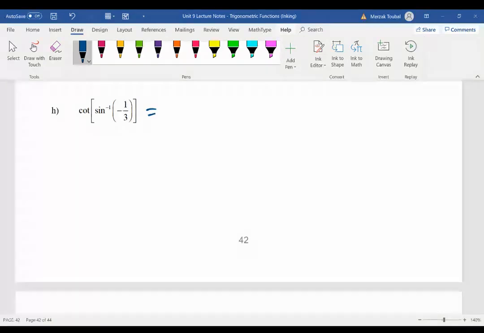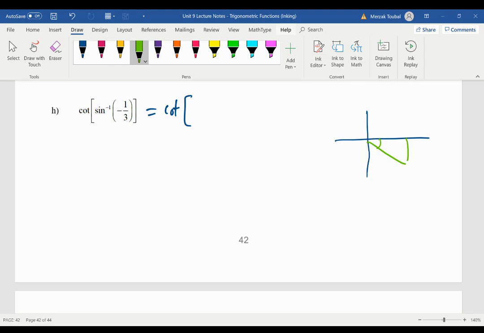Cotangent of sine inverse of negative one third. Negative one third is not one of the special angles, so we have to draw a triangle. Because negative one third is a negative number, the triangle must be in quadrant 4, because sine inverse uses quadrant 1 if the input is positive, and quadrant 4 if the input is negative.